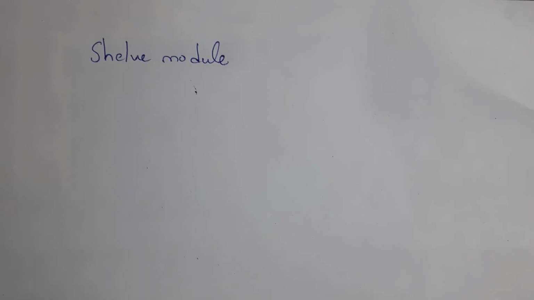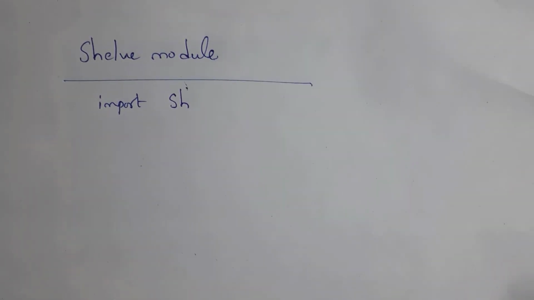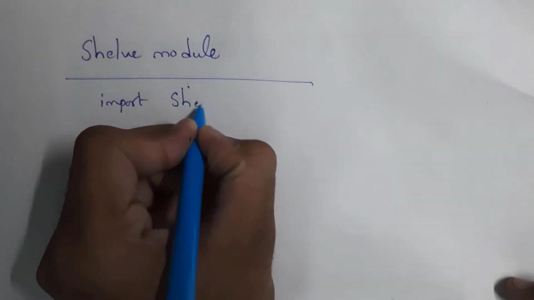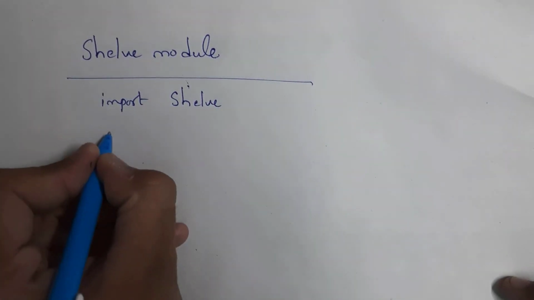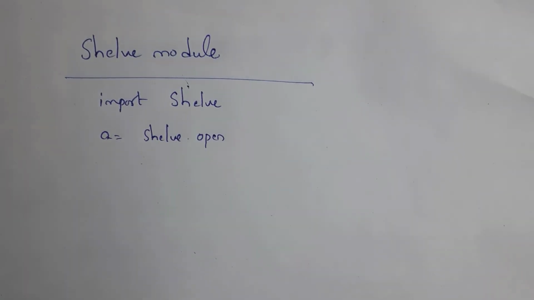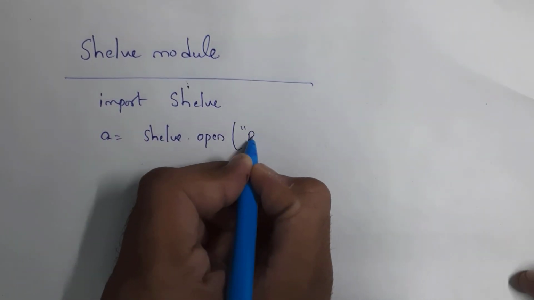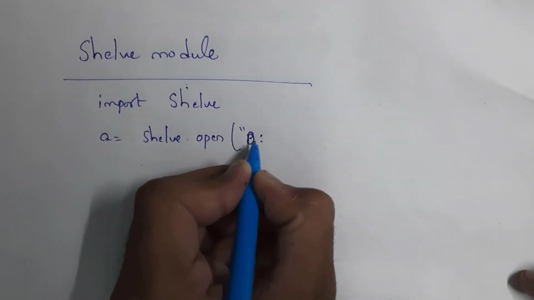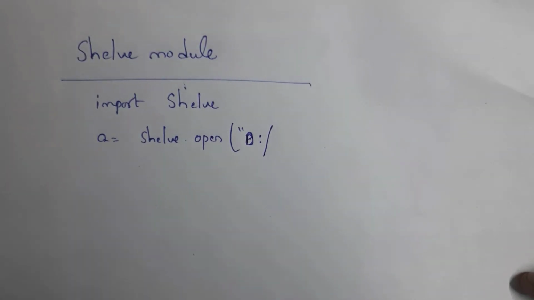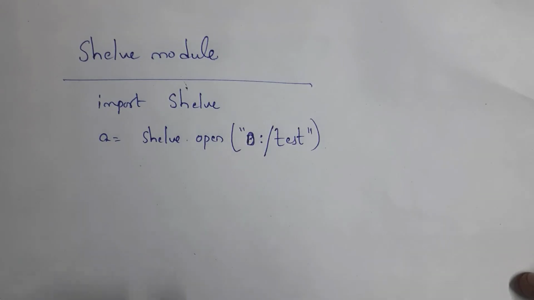By using shelve module, we can create database. I will write program in order to create database. By using import keyword, you can import any module. I want to import shelve module. So just write here import shelve. And next write here a equal to shelve.open. I want to create database. The database name is test. So just write here a equal to shelve.open, and I want to create this database in local disk D. So just write here d : and I am giving database name as test. Whenever you run this line of code and click enter, it will create database.